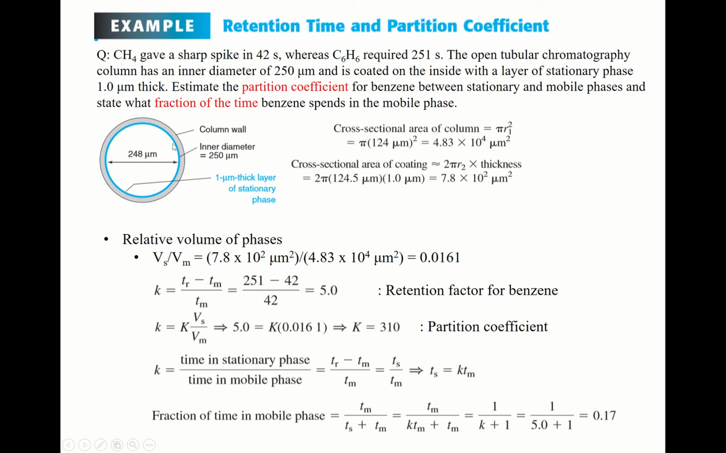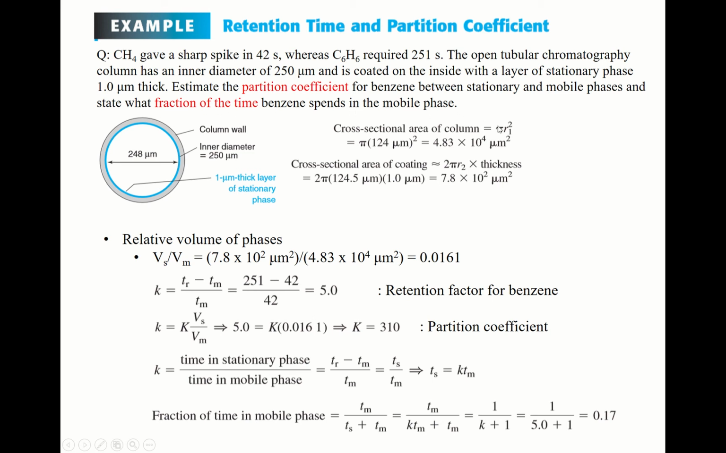This is the column wall, and the inside wall is coated with stationary phase. Usually, it's a liquid, right? And its thickness is 1 micrometer. The question is: estimate the partition coefficient for benzene between stationary and mobile phases and state what fraction of time benzene spends in the mobile phase.